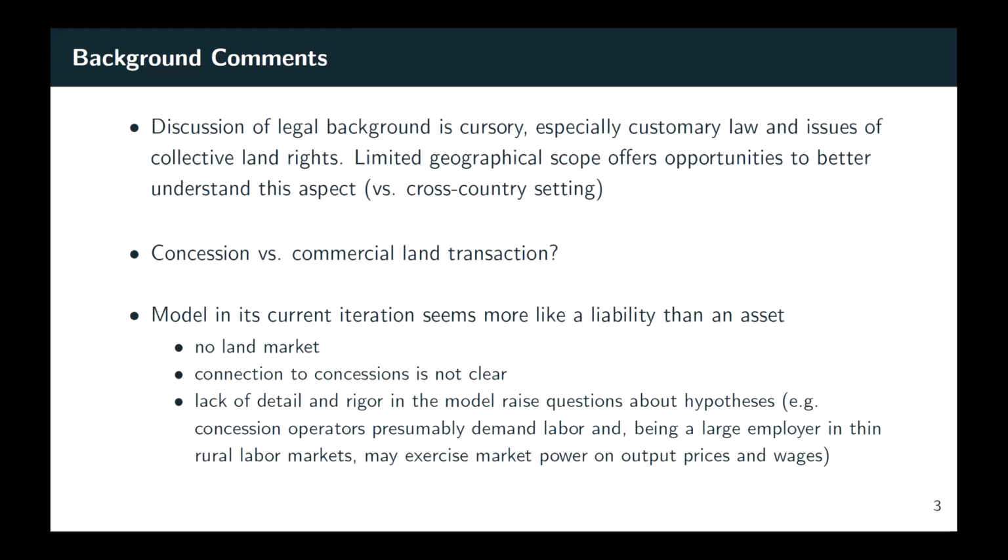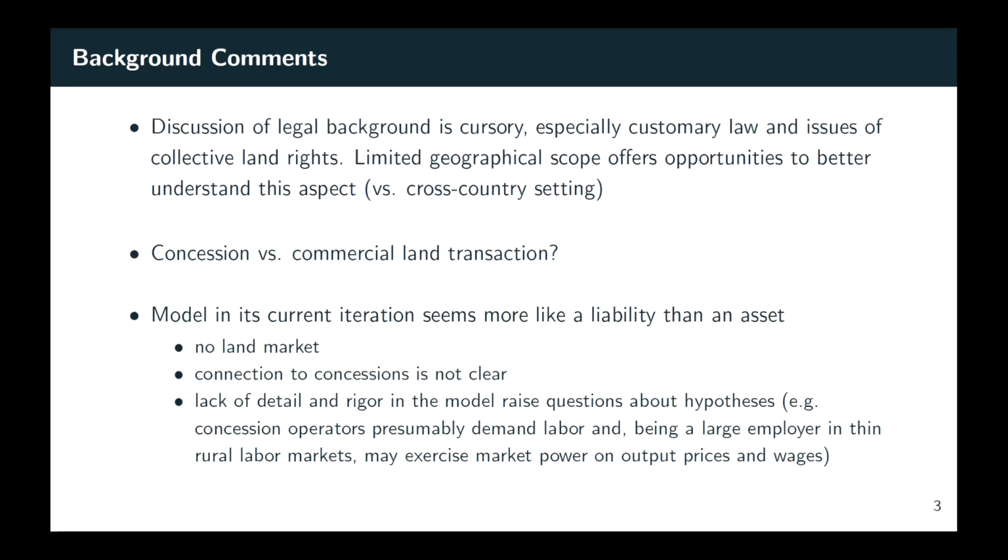I found the model as it's currently written a bit more of a liability than an asset in the paper. What I mean by that is that there's a lot to nitpick about it, and it distracted me from the point that you were trying to make. The fact that there's no land market whatsoever in the model is a liability in this particular setting, because the whole point of the paper is these land market transactions. How you tie them to actual concessions was a bit tenuous. It was kind of like a particular parameter that would be higher or lower or something.